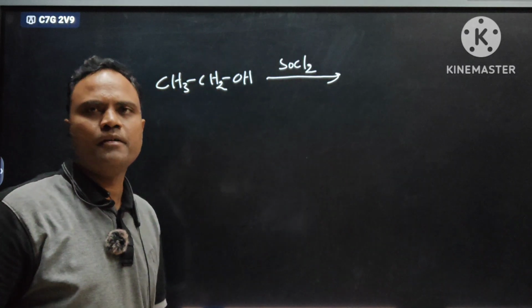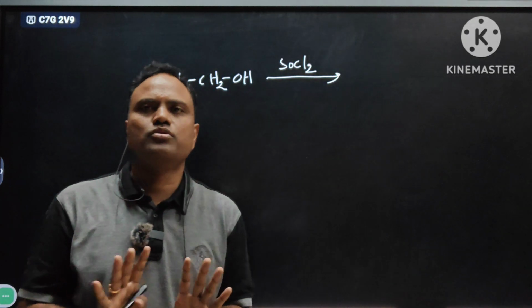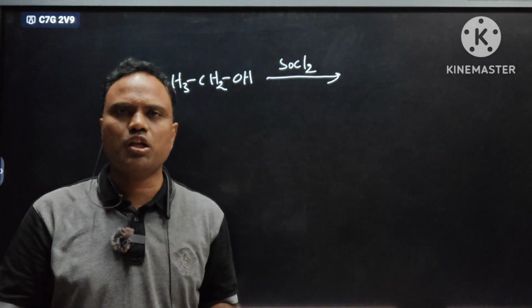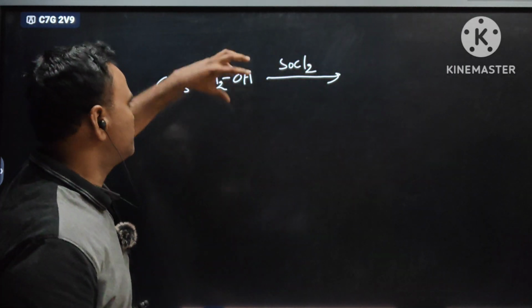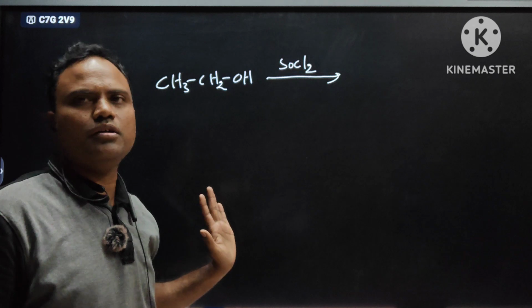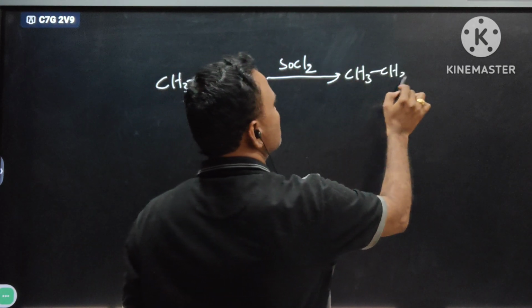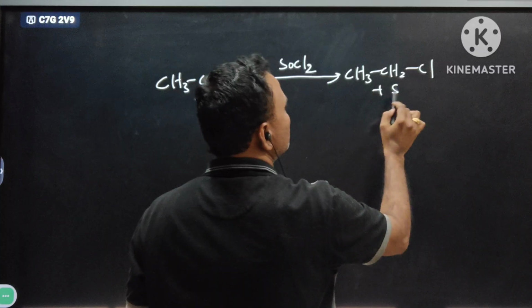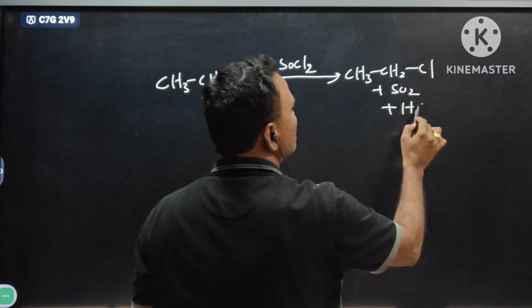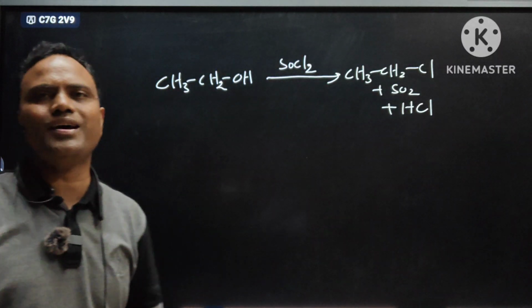SOCl2. Don't do any research. When you observe alcohol and SOCl2, simply remove OH and attach Cl there. CH3CH2Cl. Byproducts are SO2 and HCl. This is the best method to prepare alkyl halide.